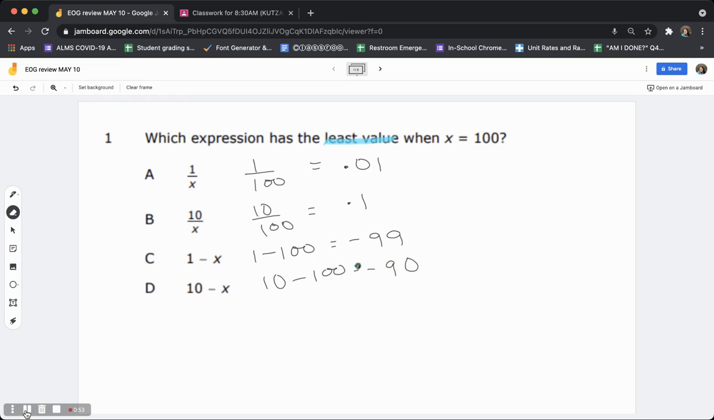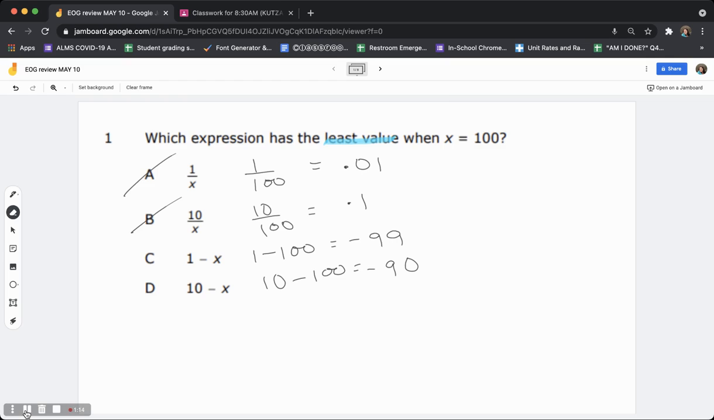Now we want the least value here. So when I'm looking at these answer choices, I can see that A and B are positive and C and D are negative. So that tells me that I can just go ahead and eliminate these positive answer choices, because a negative number, no matter what the number is, will always be smaller than a positive number.